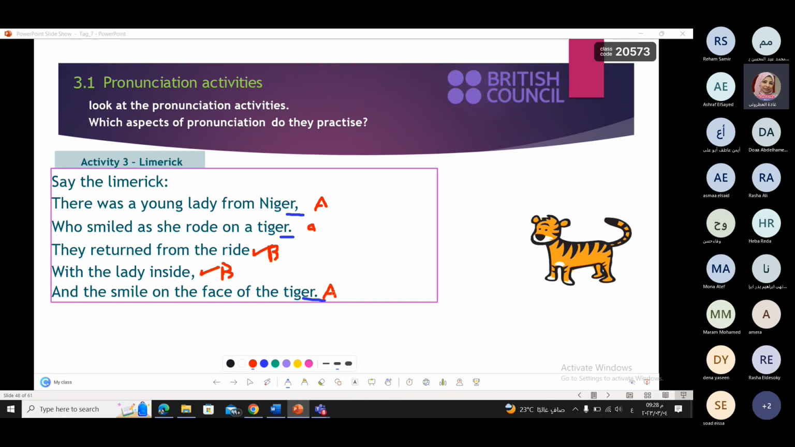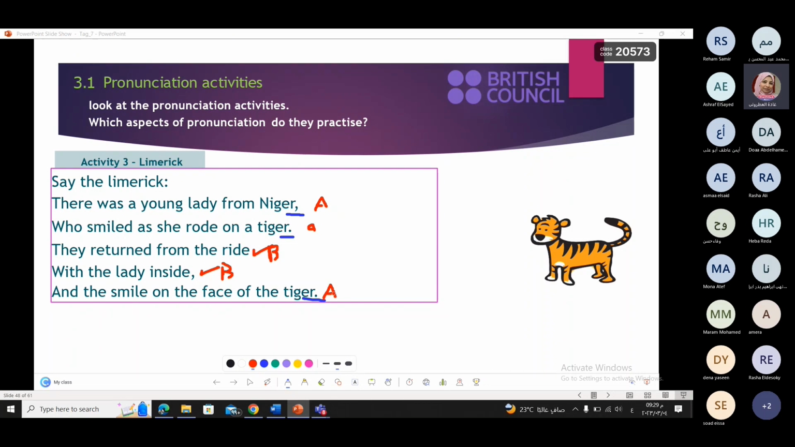And it is usually of 5 lines. It is usually humorous, comedic, and it offers a story. So let's read this limerick together. I will read this for you.